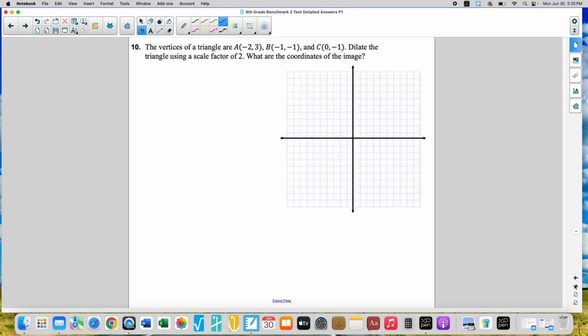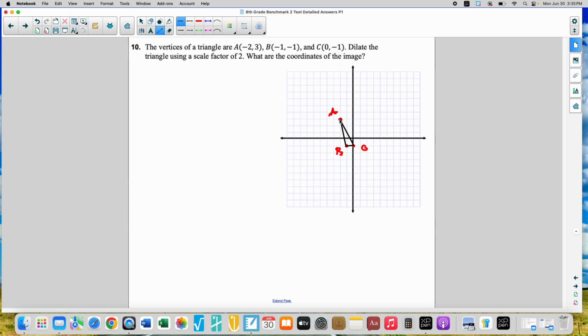The vertices of a triangle: A is -2, 3. B is -1, -1. And C is 0, -1. Okay, and let's connect them. Now let's see what we're going to do with that triangle.